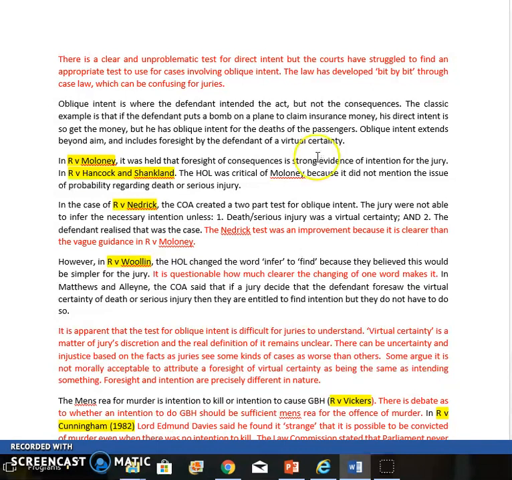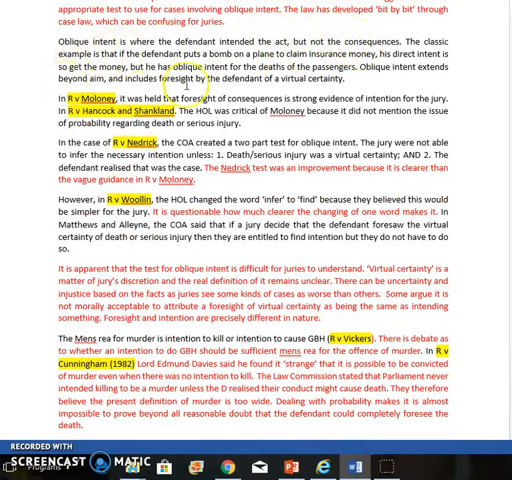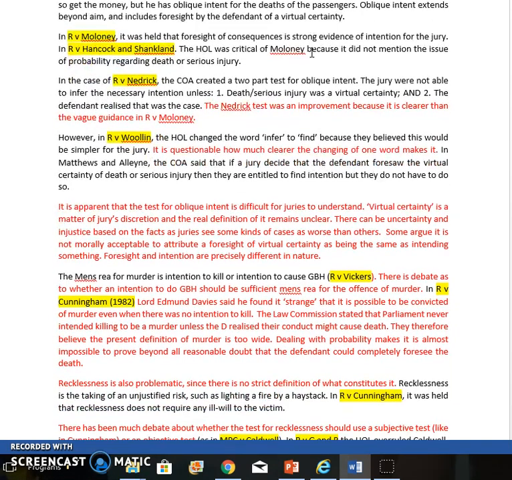So I've dealt with direct, and I'm now going to go on to indirect or oblique intent. And I've straight away there said that there's an issue here because the courts have struggled to find an appropriate test. And the law has developed bit by bit through case law. So over the years, we've had a number of cases which have all struggled with this issue. I've defined oblique intent there, and it's good to give a hypothetical example of it. So putting a bomb on a plane to claim insurance money, the direct intent is the money, oblique intent is death of the passengers. And then I'm going to look at my cases on this area.